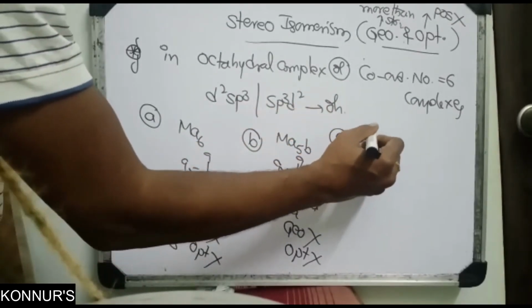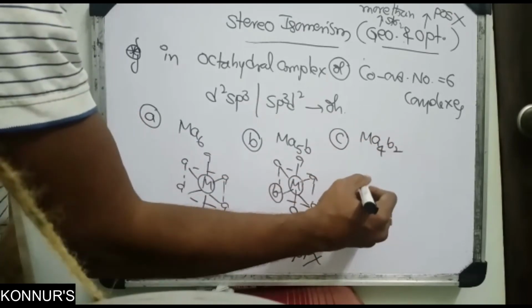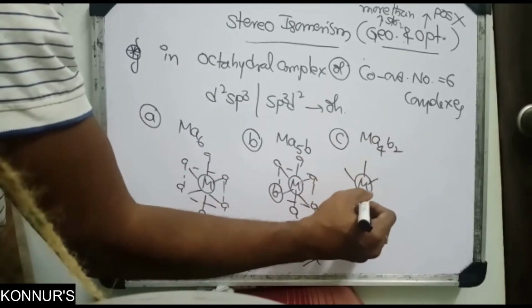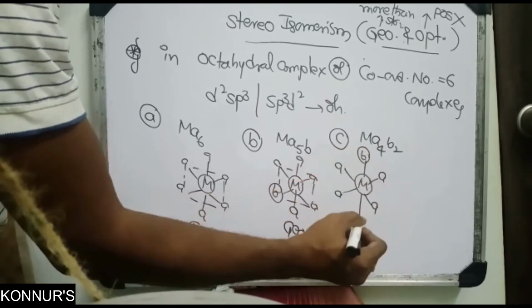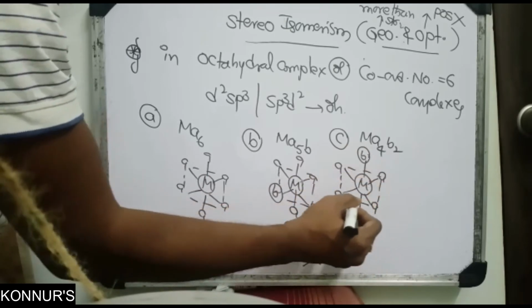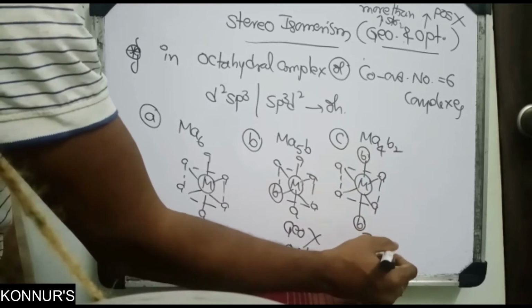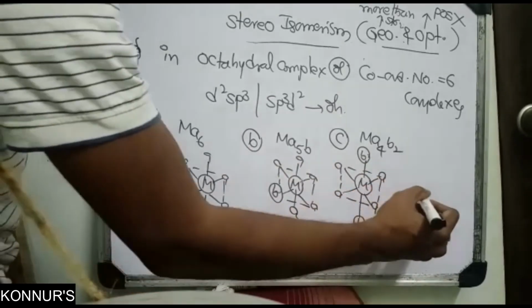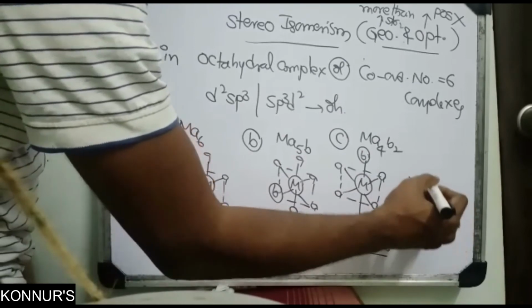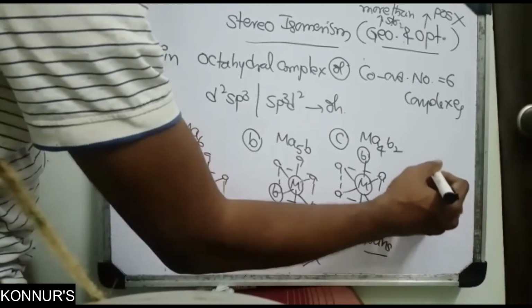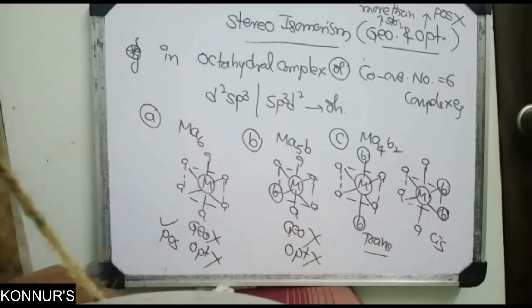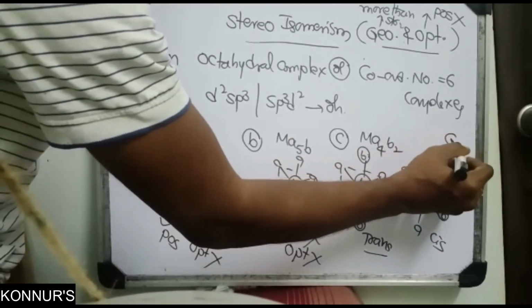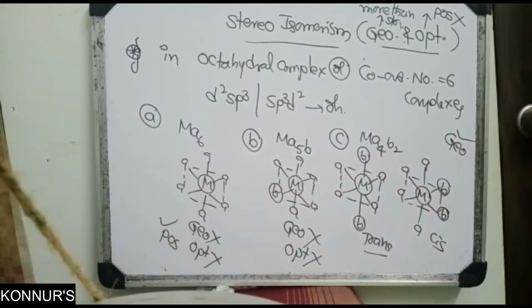Next, M, A4, B2. Then in what way can you write it? See, A4, with B above and B below. So this is trans, where the same groups are on exact opposite sides. Next, M with BB, you write beside. So this is cis. So cis and trans, you can write two structures. More than one structure is possible means it is showing geometrical isomerism. So this compound is showing geometrical isomerism.